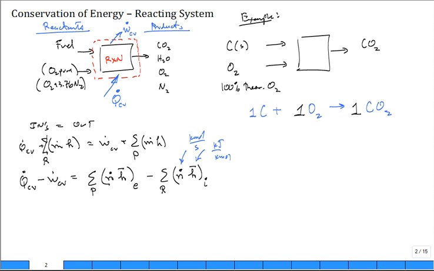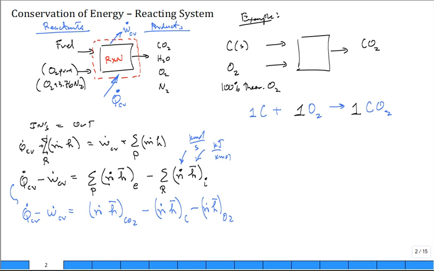But now we want to write out this energy balance. So for this system, maybe I should write it right here. We have Q dot of the CV minus W dot CV is equal to the sum over the products. How many products do I have? Just one. So it's going to be the molar flow rate times the enthalpy on a molar basis of the carbon dioxide, minus the molar flow rate times the enthalpy on a molar basis for the carbon, minus the molar flow rate times the enthalpy for the oxygen, right?